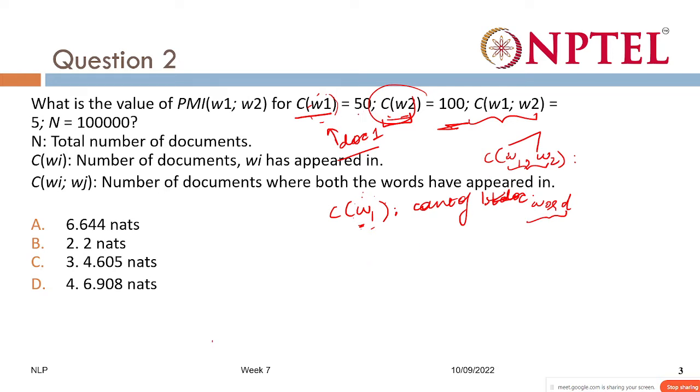Let's say there were 50 documents in which the first word appeared, 100 documents in which the second word appeared. Let's say word 1 was the word cat and word 2 was the word dog. There were some documents in which cat and dog both appeared, that is given as 5 here. Total number of documents has been given to be 10 to the power 5 in this case. And you are to find PMI.